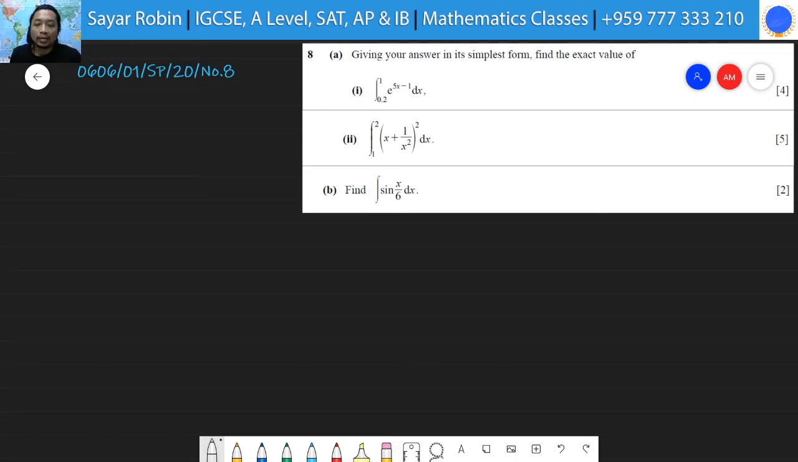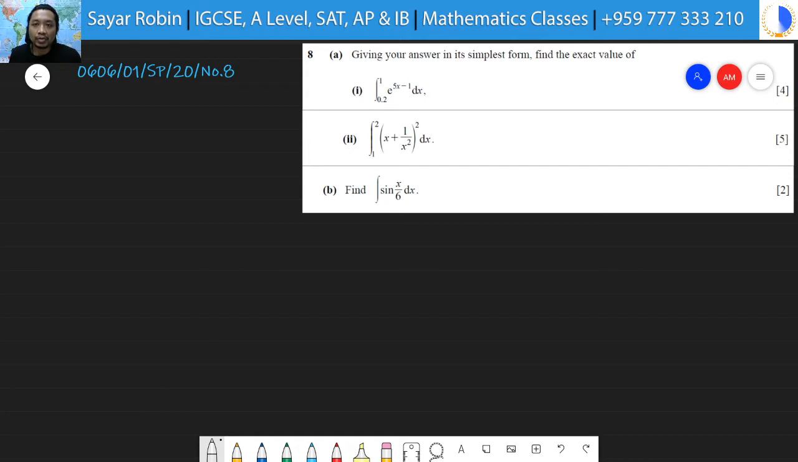For A, you have to notice that parts 1 and 2 are definite integrals, because we can see the lower limits and upper limits. In part B, there are no lower and upper limits. That's why we can say it is an indefinite integral. All right, let's check it out.